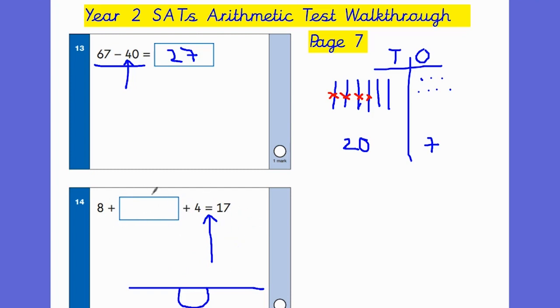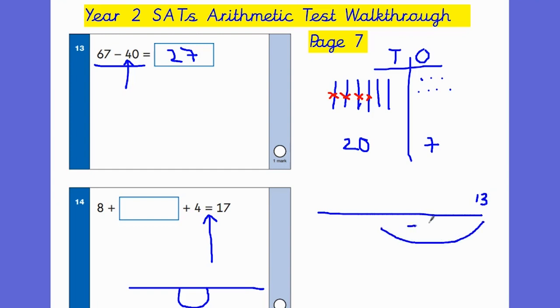So whatever it is that you put in this box, with 8 and 4, and whatever goes in here, must equal 17. So what you can do is say to the children, well, to find out I could do the inverse. So I could do 17 take away 4, which is 16, 15, 14, 13, okay? And then you could do 13 take away 8.